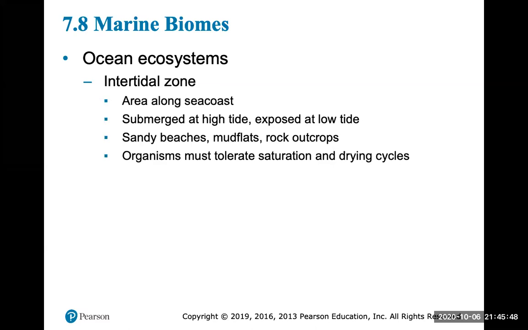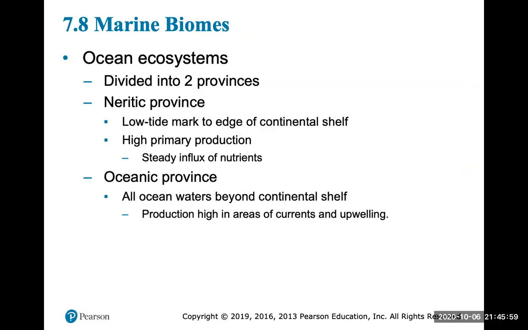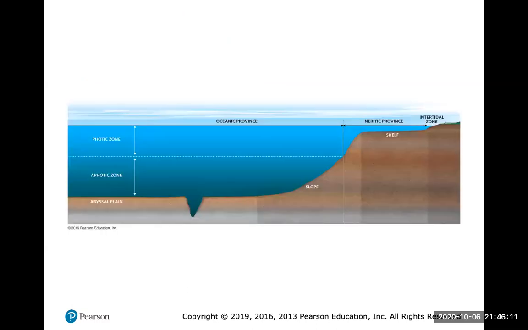The intertidal zone has to do with tides, closest to the seacoast. So you'll get tidal pools filled with really fun creatures to explore. The ocean is divided into two provinces, the neritic province and the oceanic province, basically the area before the continental shelf and after the continental shelf. And you can see that here.